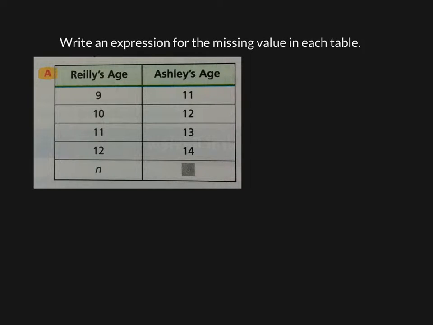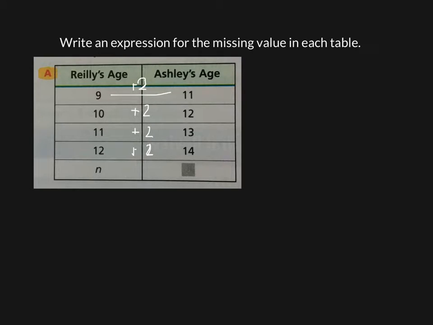See if that's the right one to solve the problem. All right, here we go. So we need to write an expression for the missing value in the table. So when I'm looking here, I'm seeing to go from 9 to 11, I'm adding 2. To go from 10 to 12, I'm adding 2. To go from 11 to 13, I'm adding 2. 12 to 14, again, adding 2.